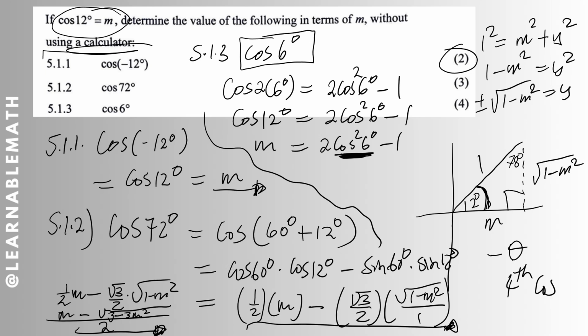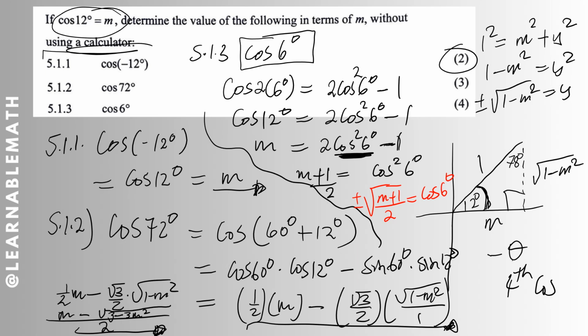Okay, so I'll take minus 1 to this side. We have m plus 1 is equal to, okay, let me just do it slowly like this, 2 cos squared 6 degrees. I divide both sides by 2. If I divide by 2, this 2 and 2 will cancel. Then I have cos squared 6 degrees. Then finally, I apply the square root to both sides. I'll have square root plus or minus m plus 1 divided by 2 will be equal to what?